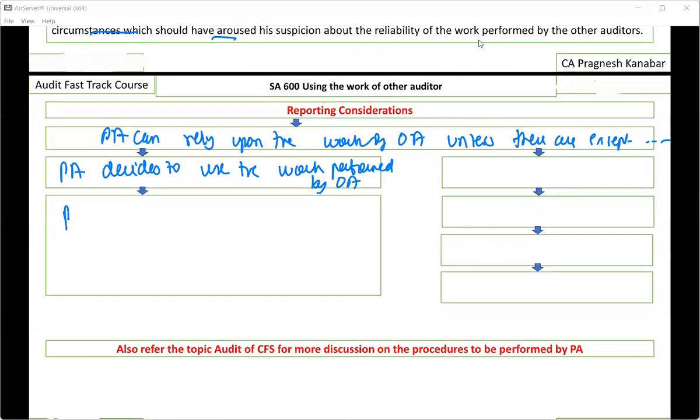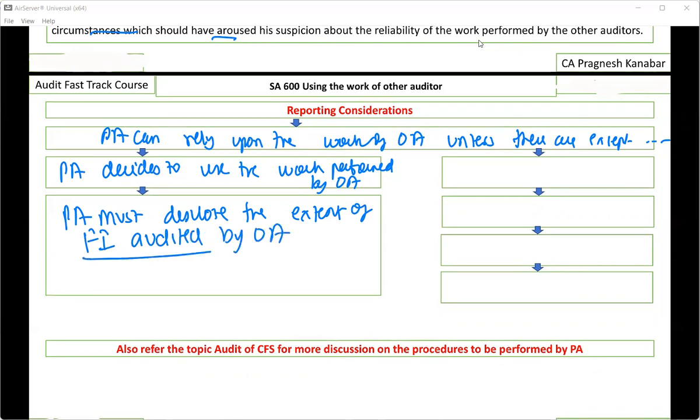Then in that case, principal auditor must disclose the extent of financial information audited by other auditors. Just some quantum, how much financial information was audited by other auditor, and this will be disclosed in other matter paragraph. All right. Okay.